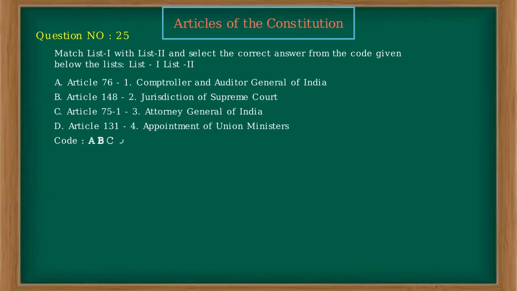Code ABCD. A. 1, 2, 3, 4. B. 3, 1, 4, 2. C. 4, 1, 2, 3. D. 2, 3, 4, 1. Ans. B.